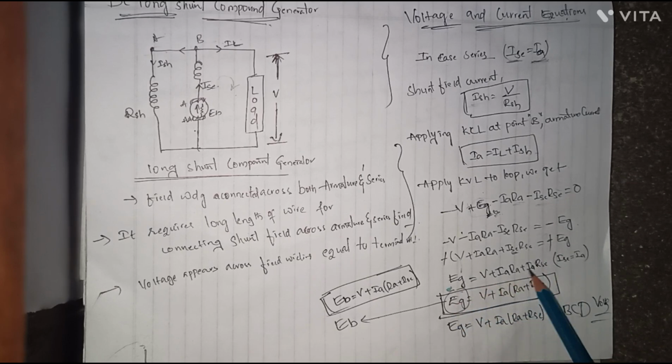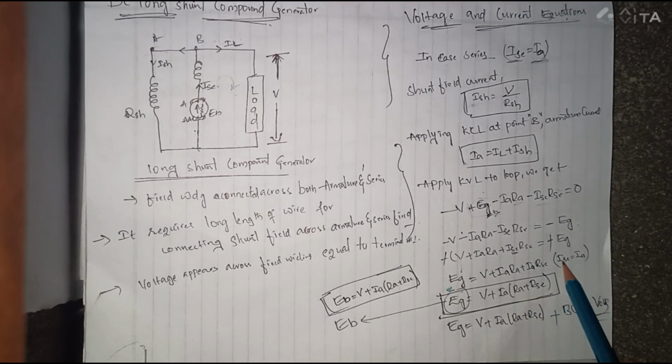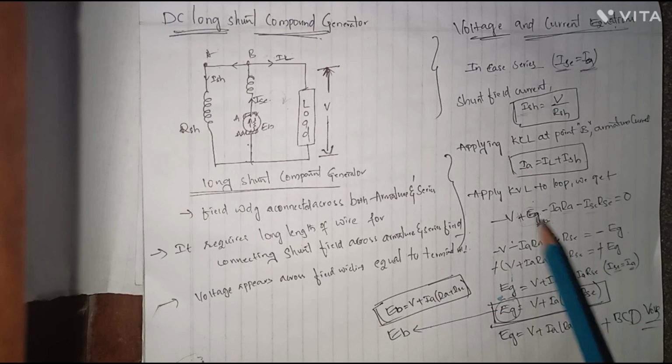In series condition, armature current equals series field current. That's why IA is taken common: RA plus RSC. Series field current equals armature current. So EG, the back EMF or generated EMF, equals V plus IA times (RA plus RSC), plus brush contact drops. Remember one thing: in series, additional resistance can be added to armature resistance, but in shunt it cannot.